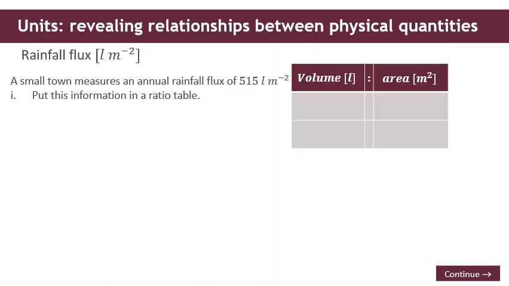So remember, your first step is to identify which physical quantities are in relationship here. Liters per square meter means that we have a ratio between volume, which in this case is measured in liters, and area, which is measured in square meters. So there's our information, and that first line of the ratio table means that we have 515 liters per square meter for every square meter.